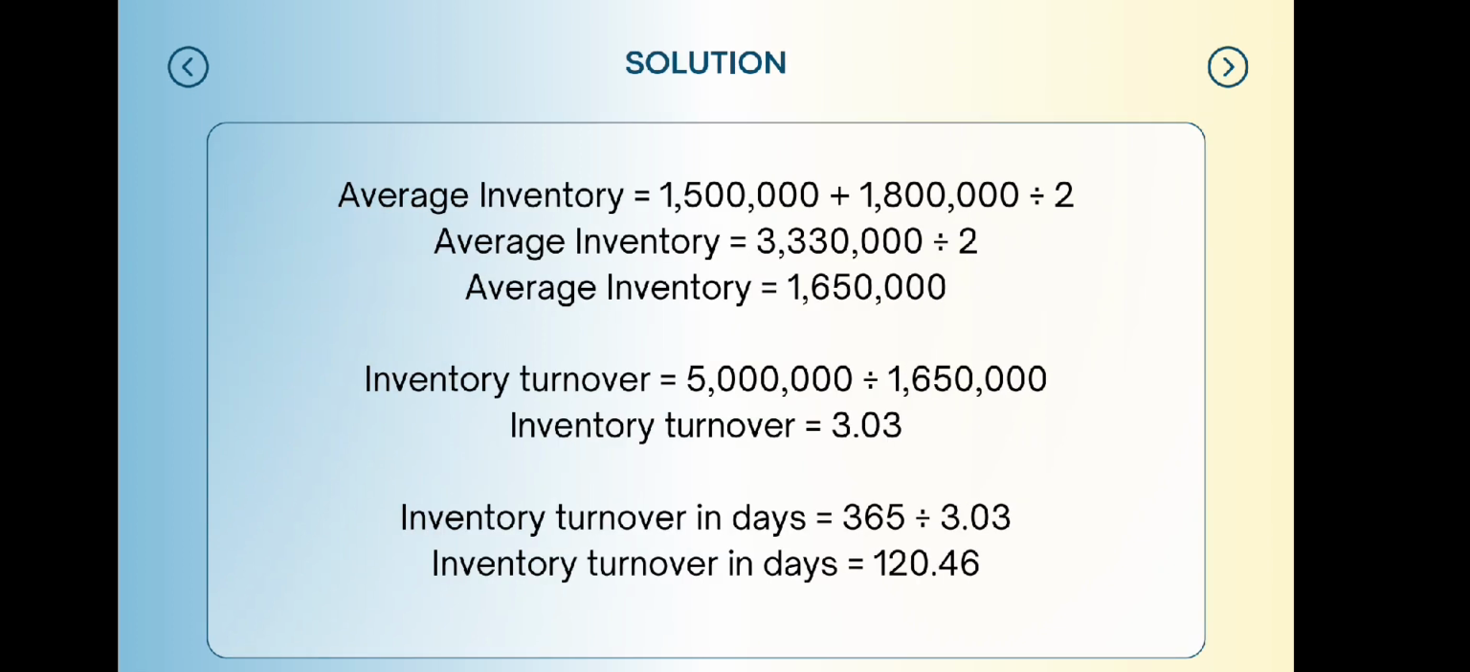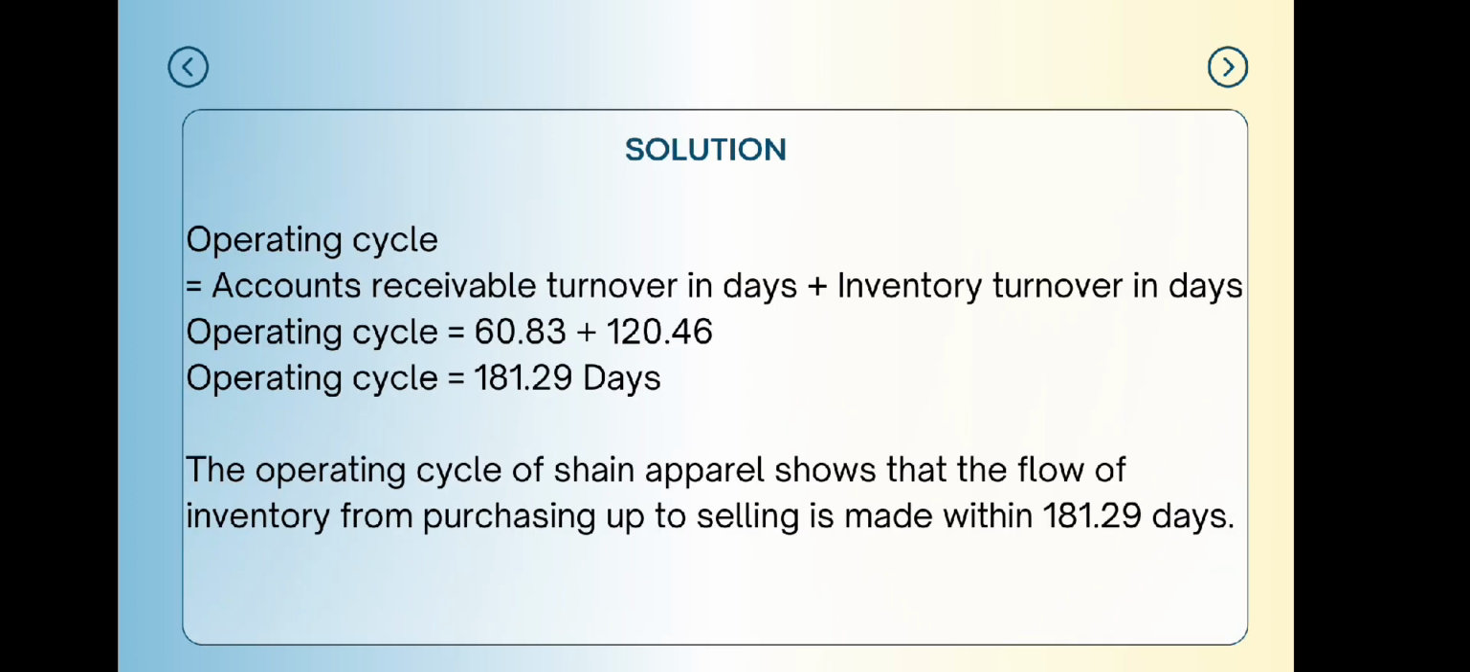For the average inventory, we have 1.5 million plus 1.8 million divided by 2, totaling 1,650,000. Inventory turnover is equal to 5 million divided by 1,650,000, that is equal to 3.03. Then 365 divided by 3.03 is equal to the inventory turnover in days of 120.46.